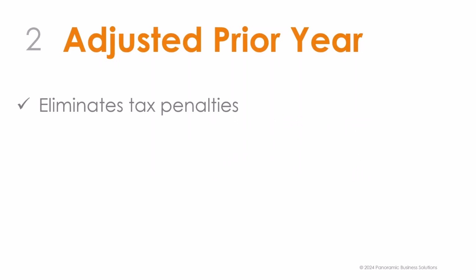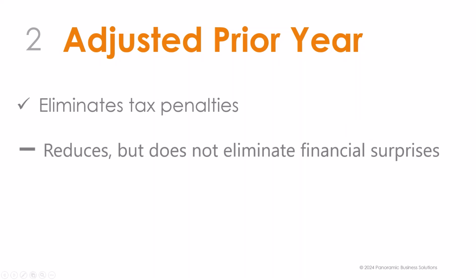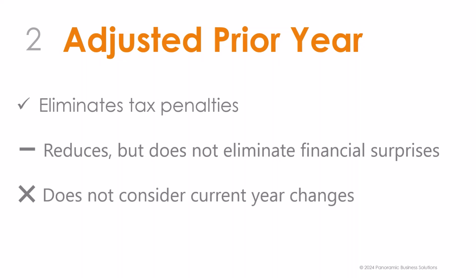So this level of tax planning does help eliminate tax penalties. It does somewhat of a decent job of reducing financial surprises. It still doesn't eliminate them because it still does not consider everything that's happening in the business during that current year. When you're thinking about these first 2 levels of tax planning, these are usually completed by your tax accountant when they prepare your tax return for the previous year, which could be March or April. That means there's not a lot of information available for the current year. So if you expect changes in the current year, I highly encourage you to consider level number 3.